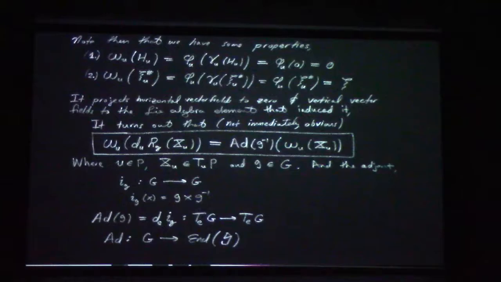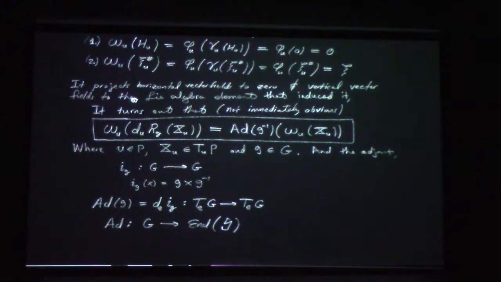And it turns out, as he says, it's not immediately obvious, but if we take the connection one form omega and act on the differential of the right multiplication by g map acting on this vector field, well, that's the same as calculating the adjoint of g inverse acting on this. What is this adjoint map? Well, it's defined down here. The adjoint of g is the differential at the identity of I g, where I g is the conjugation map in his notation. So this is actually the differential of the conjugation map.